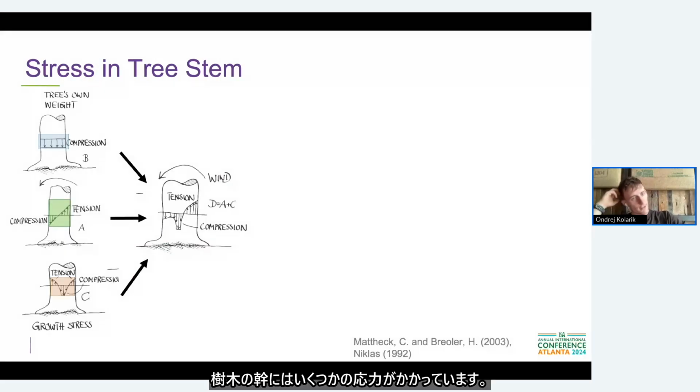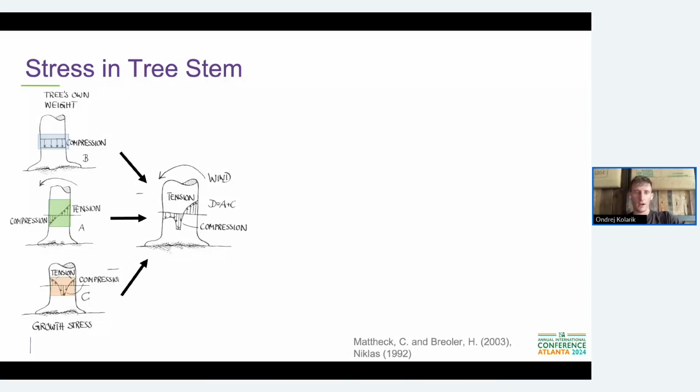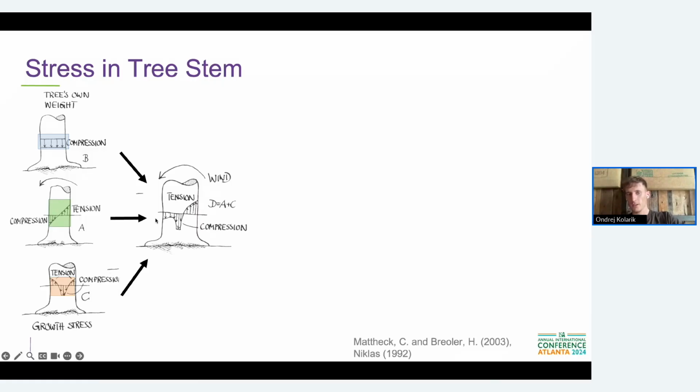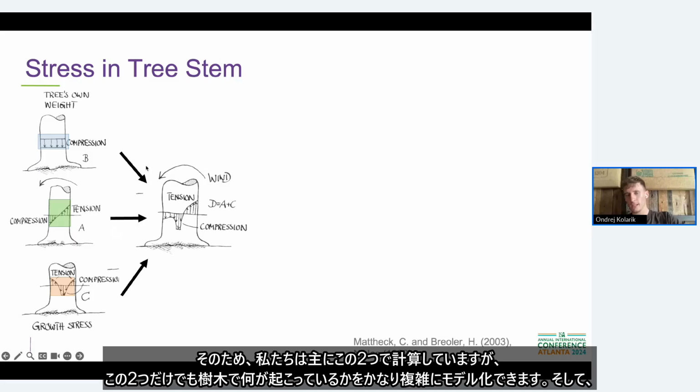So there are several stresses going on in the stem of the tree. There is compression by the tree's own weight. There is compression and tension on each side during the wind load. And then there is a growth stress, but it's insignificant and very hard to measure. So we are mostly calculating with these two. But even these two are going to give you a pretty complex model of what's happening in the tree.